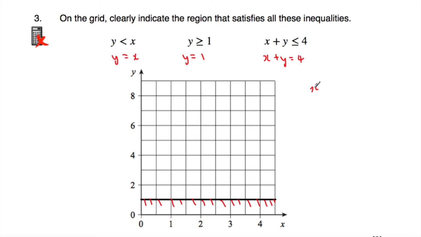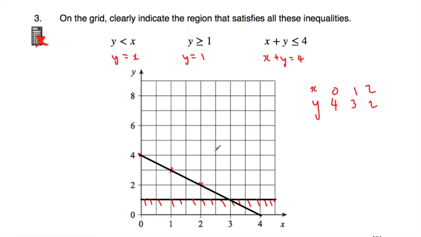Alternatively, we could do an xy table. So x and y, 0, 1, 2. If x is equal to 0, well, 0 plus y equals 4, so y would have to be equal to 4. If x is equal to 1, 1 plus y is equal to 4, so y would have to be 3. And if x is equal to 2, y would be equal to 2. So let's plot those points. (0, 4) would be there. (1, 3), 1 across 3 up, would be there. (2, 2) would be there. So we've got those points. Now let's get our ruler and pencil and draw a nice straight line through them, joining from there down to there. Okay, so that's the line x plus y equals 4.